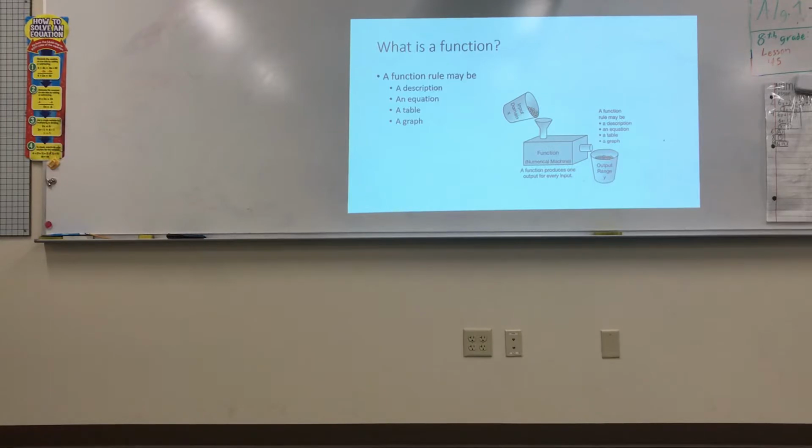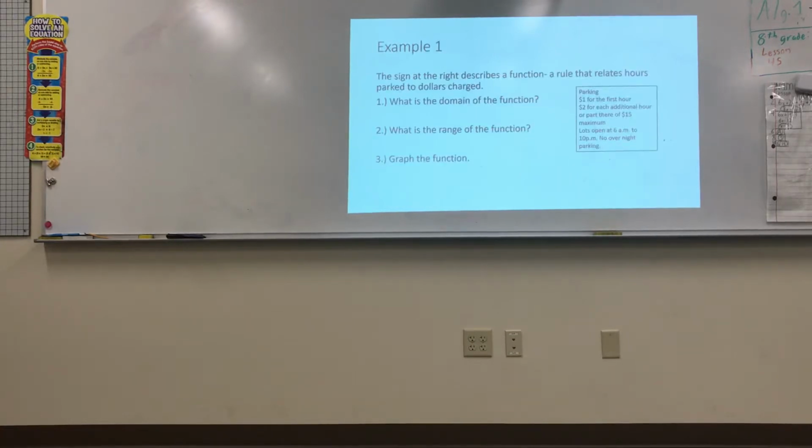So every one of those little marbles that's going into your function machine is an input. So for every one input, you're going to get one output. A function rule may be a description, an equation, a table, or a graph. Once again. The sign at the right describes a function rule that relates hours parked to dollars charged. What is the domain of the function?